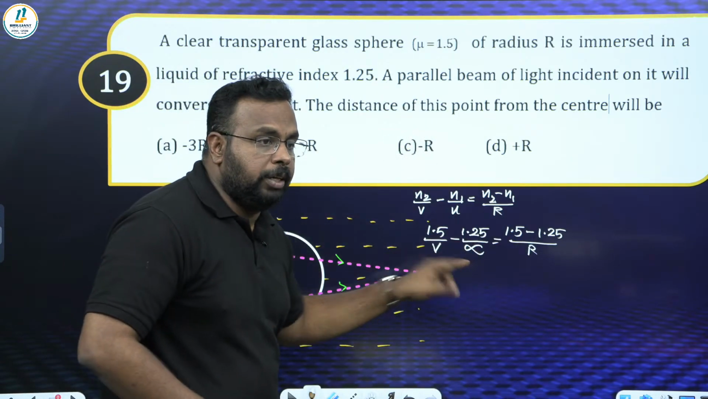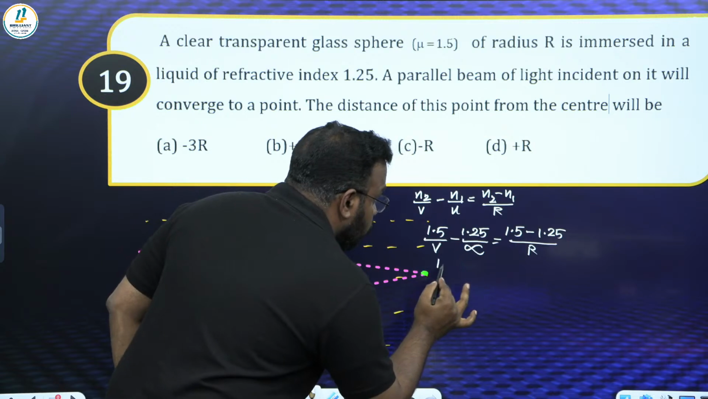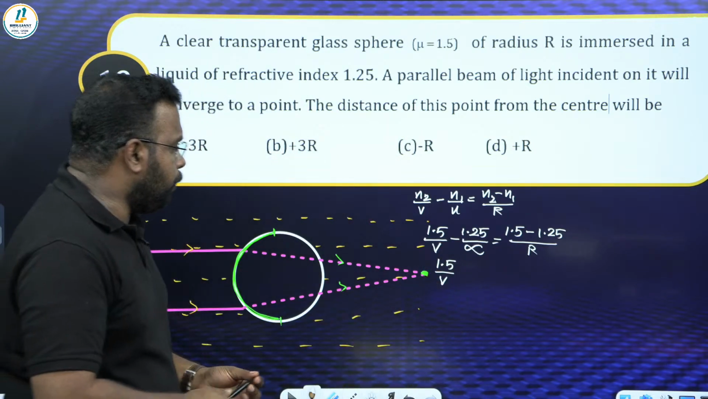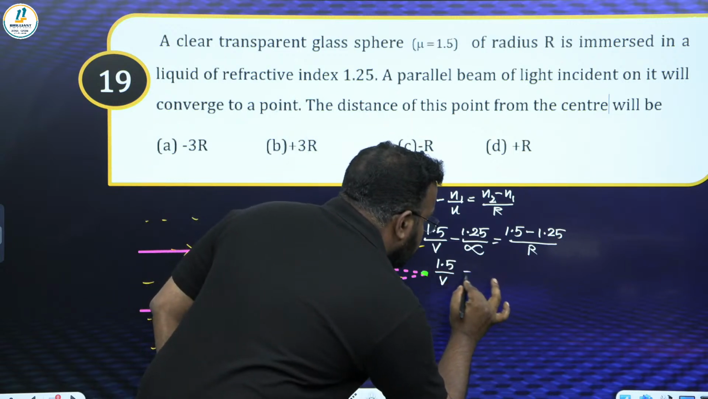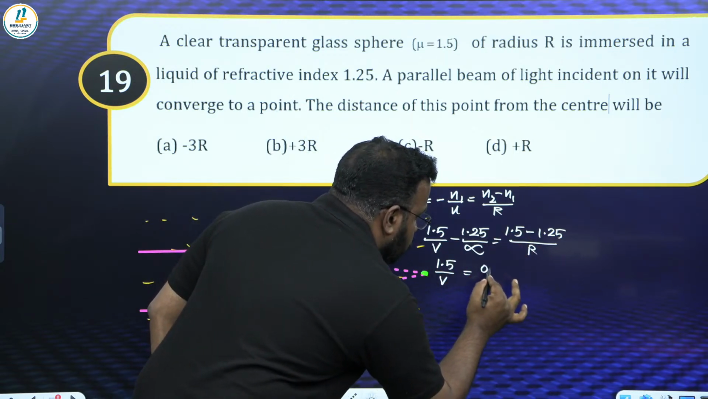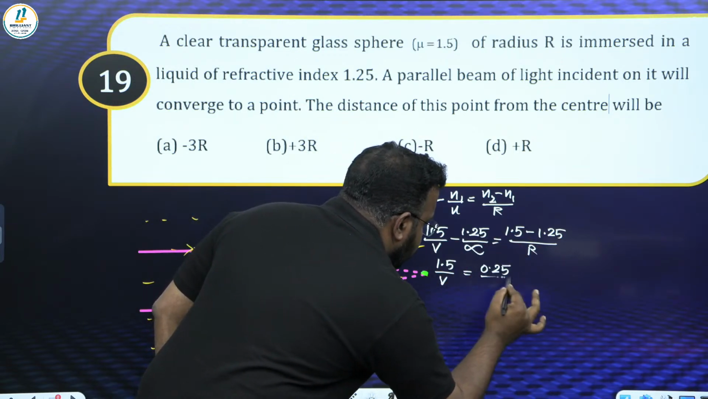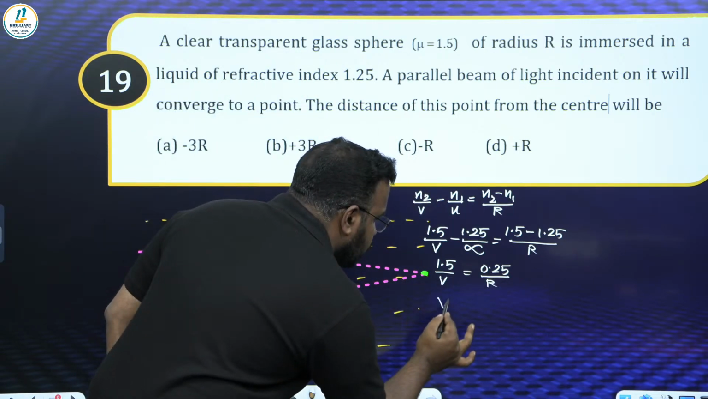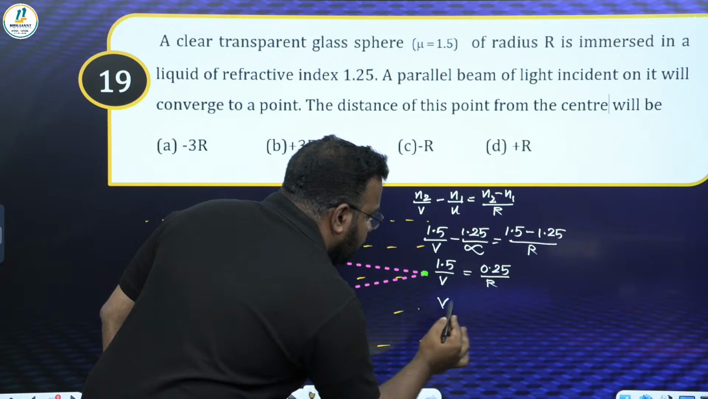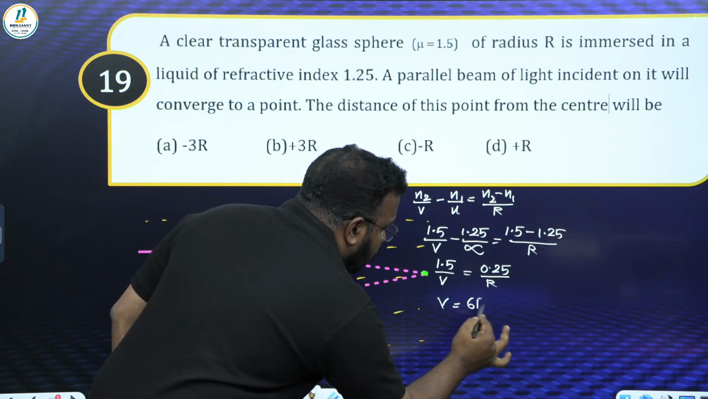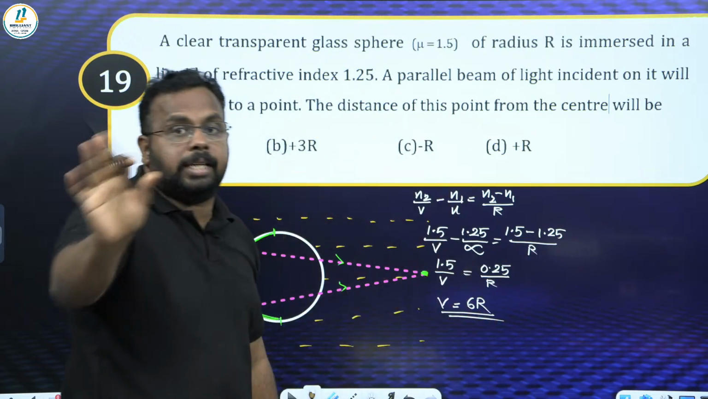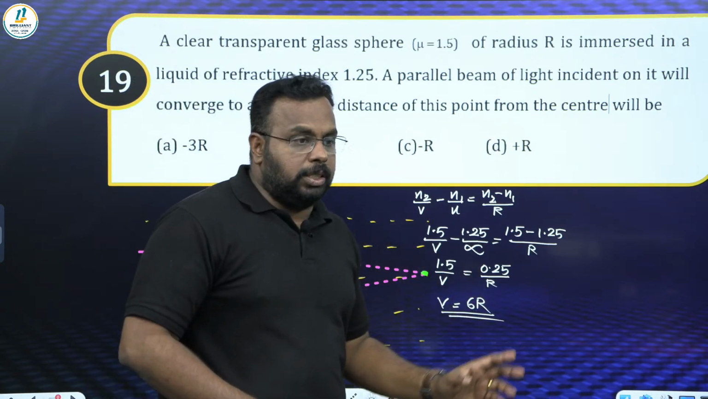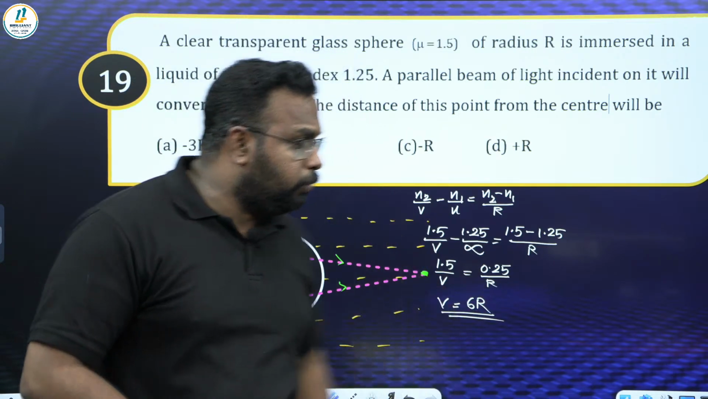You know that 1 by infinity will be 0, so that term will be 0. We get 1.5 by V minus 0 equal to 1.5 minus 1.25, which is 0.25, divided by R. Solving this, V is 1.5R divided by 0.25, which gives 6R. It is not the answer, my dear students. 6R is the image distance for the refraction at the first surface.